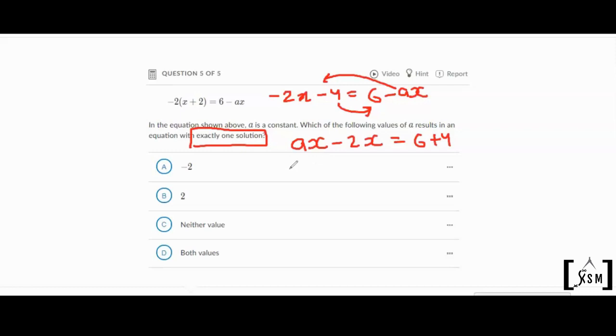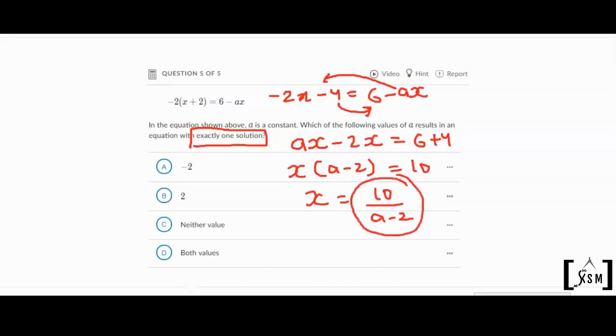Taking X common, we get A minus 2 is equal to 10. And solving for X, we get 10 over A minus 2. Again the same thing. We have exactly one solution, means some value of X should be there. To have some value of X, the denominator should not be equal to 0. So A minus 2 should not be equal to 0. That gives A should not be equal to 2.